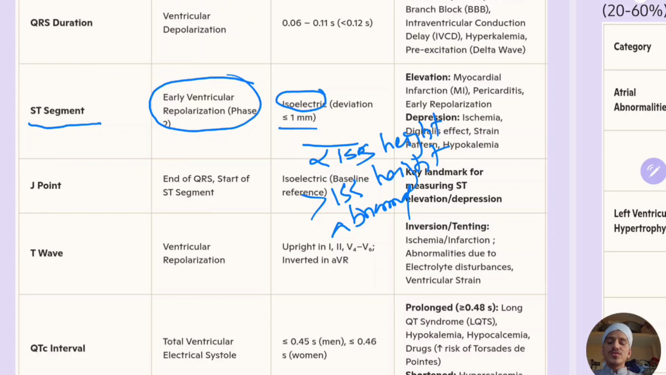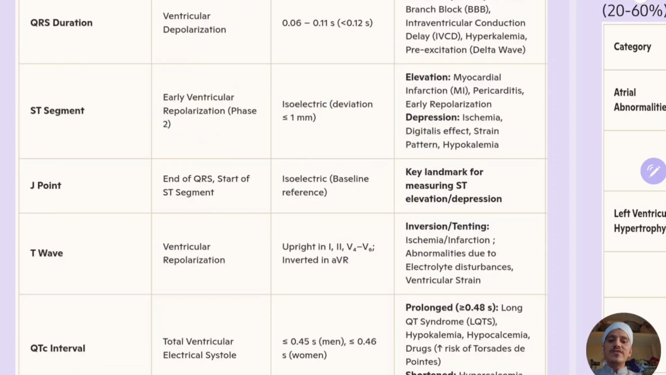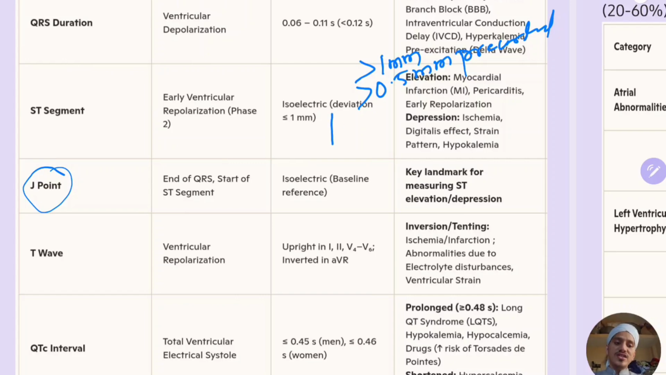So less than one small square deviation is acceptable. More than one small square deviation is not acceptable. That is abnormal. So elevation is nothing but more than 1 mm in limb leads and more than 0.5 mm, if I remember, in precordial leads. Okay, elevation or depression. But how do you determine that? By the J point. We will come to that. Just elevation or depression of the ST segment is not enough. Along with ST segment elevation or depression, the J point should also elevate or depress. Then only we will say that the ST segment is elevated or depressed. This is an important point to remember.